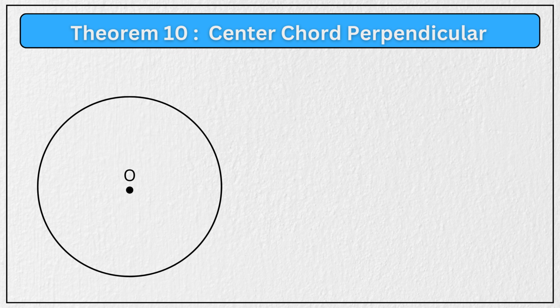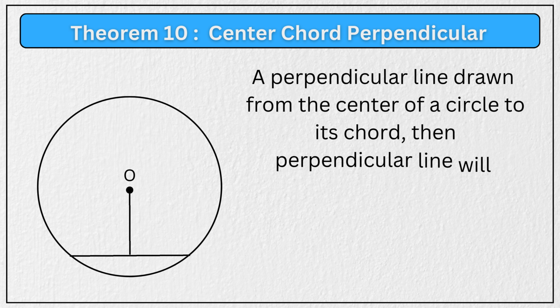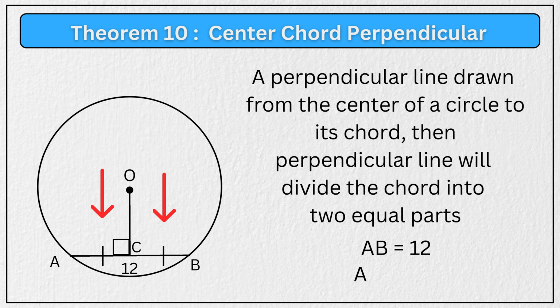10. Center chord perpendicular theorem. This theorem states that when a perpendicular line is drawn from the center of a circle to its chord, then this perpendicular line will divide the chord into 2 equal parts. That means if chord AB is 12 units long, and line OC is perpendicular drawn from the center to chord AB, then AC and CB are both 6 units.